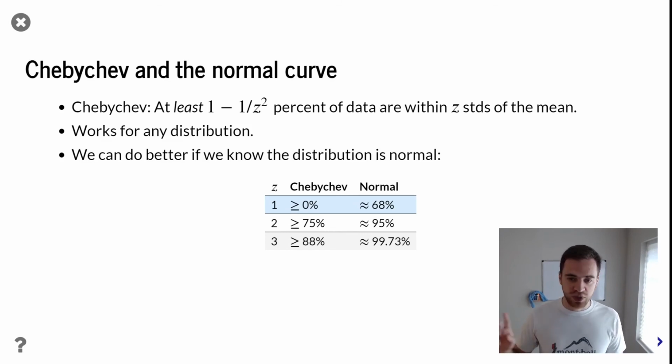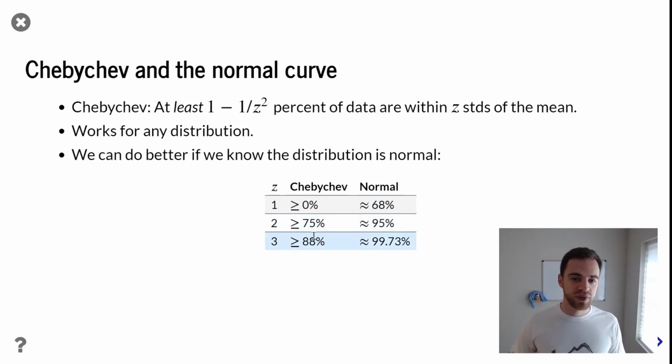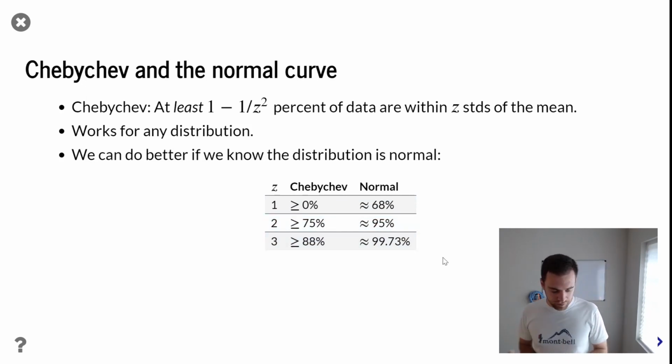But if I know my distribution is a normal curve, or approximately a normal curve, I can say much more. I know, remember a few slides ago, I said that approximately 68% of the data is within 1 standard deviation of the mean. Similarly, Chebyshev says at least 75% of your data is within 2 standard deviations of the mean. Remember, it says at least. The normal curve says it's pretty much 95%. It's not at least 95%, it's approximately 95%. And for 3 standard deviations, Chebyshev says at least 88%, normal says almost 100, 99.73.